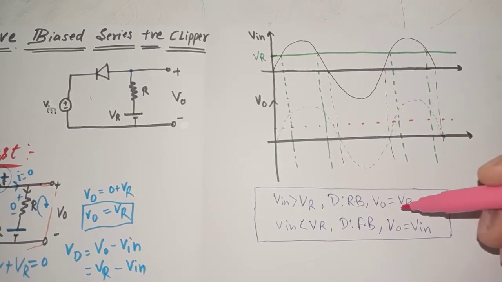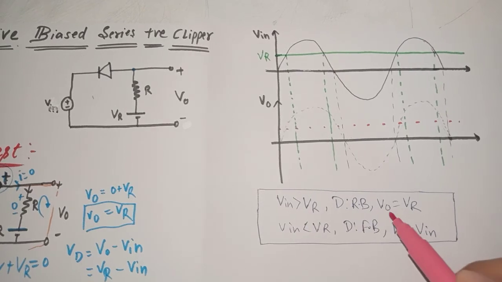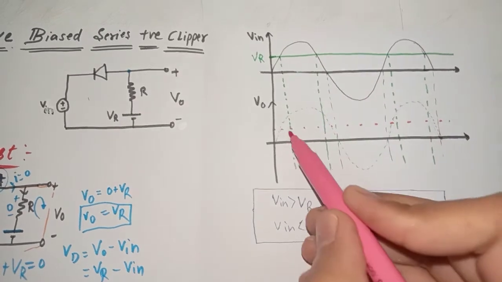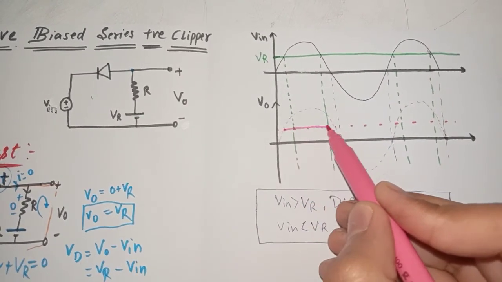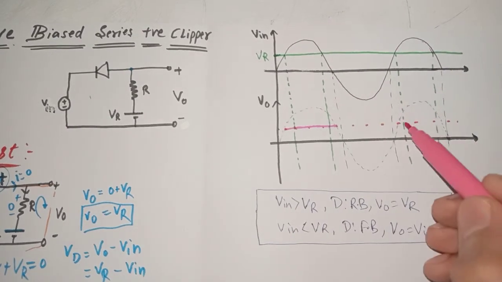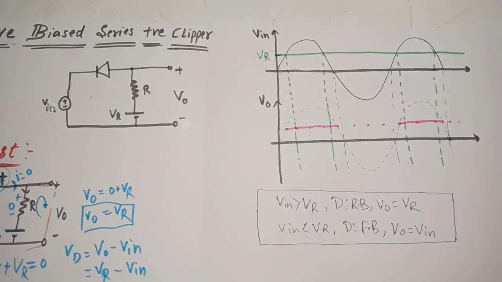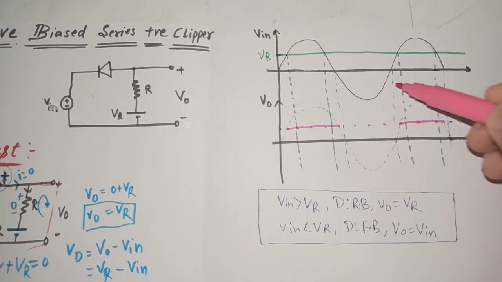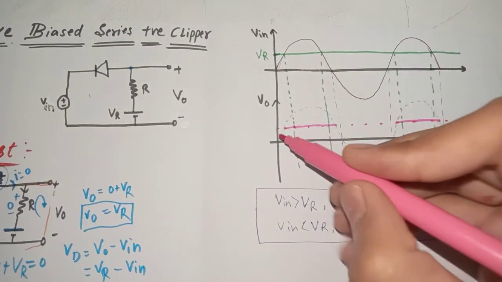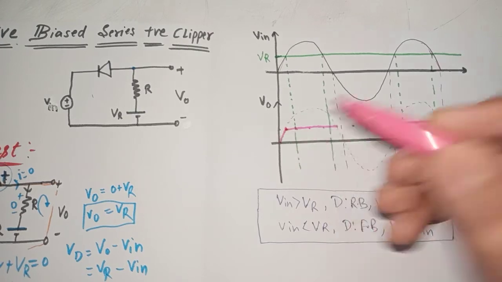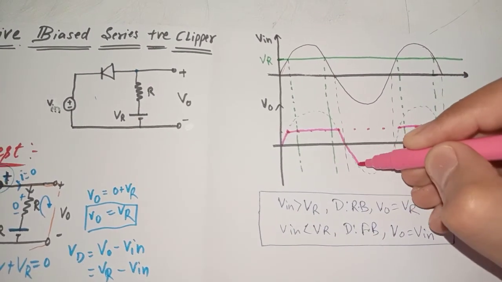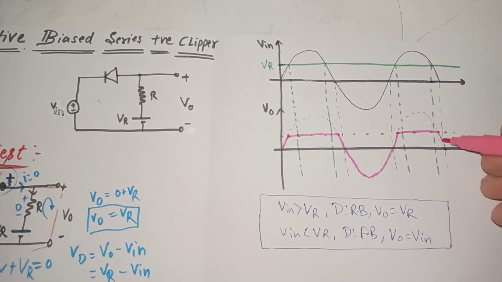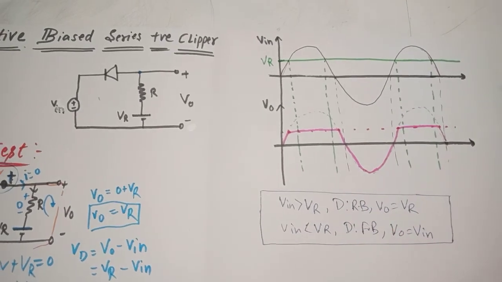So in that case the diode is reverse biased, and V0 equals VR, that is the reference voltage. So in this part, this will be equal to VR, right, like this. Now when Vin is less than VR, that is in these parts, this is VR, right? So V0 equals Vin, so the output voltage will be identical to the input voltage, so it will just copy it like this, right? So this is the output waveform.